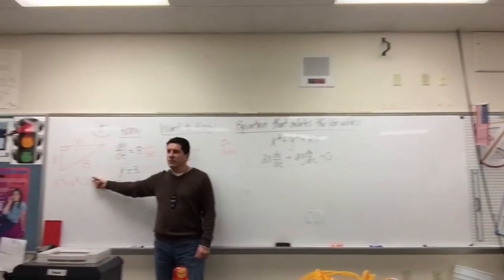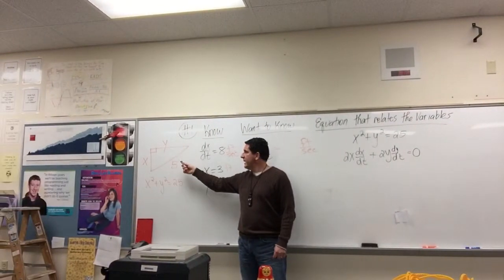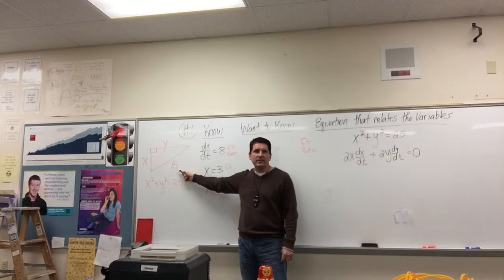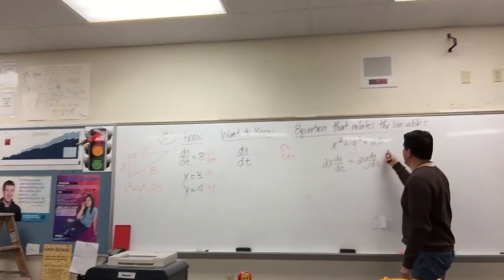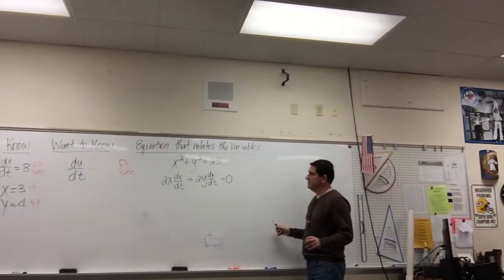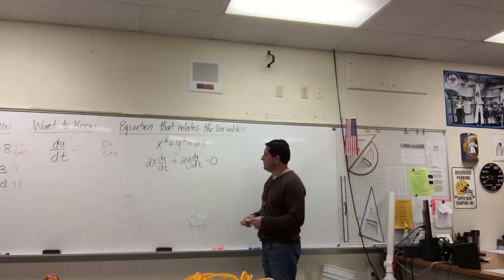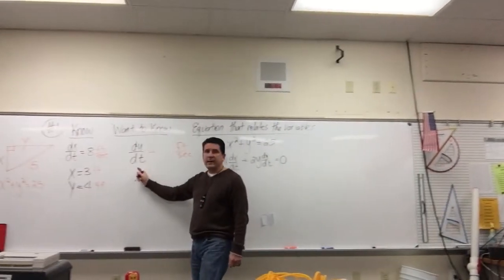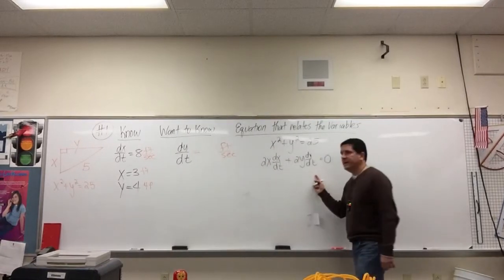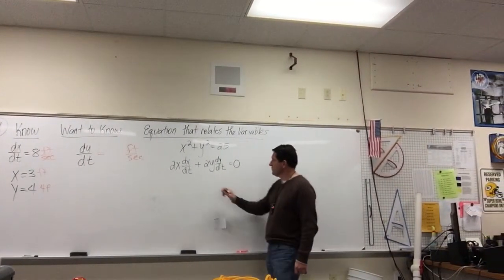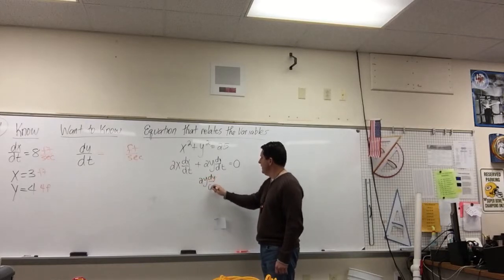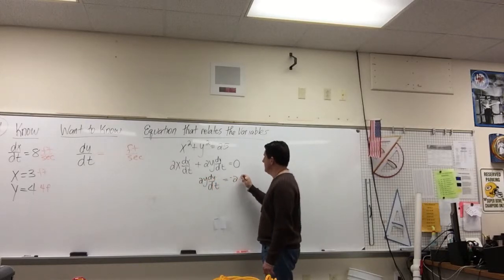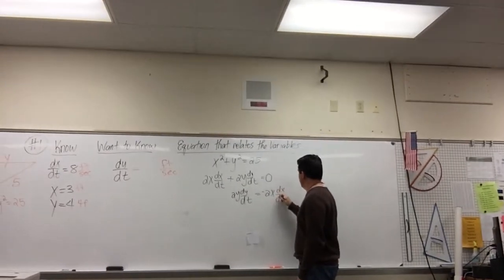With this picture, if we move x and y, but 5 has to stay the same, then the 5 is not changing at all. The rate that the 5 is changing is 0. So we're out to solve for dy dt, so let's solve this for dy dt and see what we get. Do a little algebra here. 2y dy dt is equal to negative 2x dx dt.